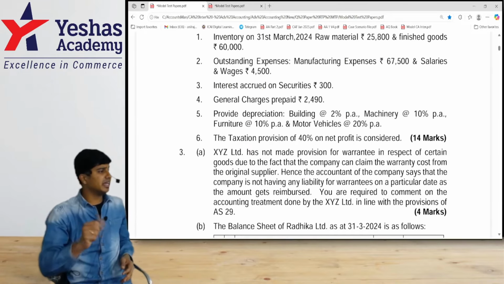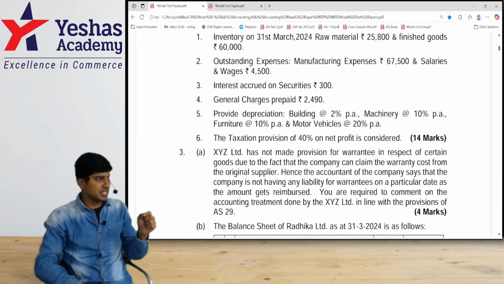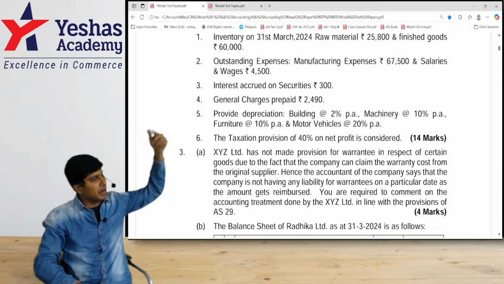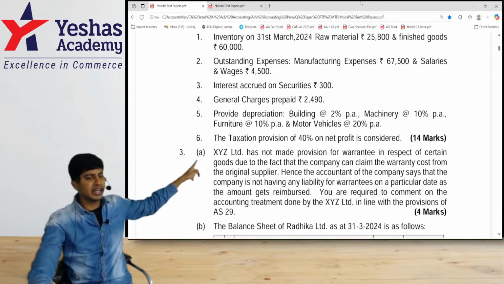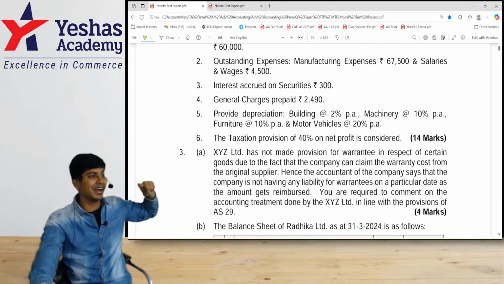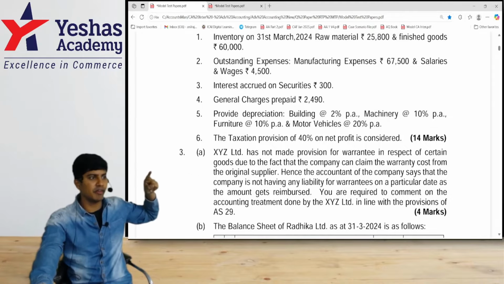Why is it asset? Because it is not received. If it was received, it would have been part of cash, it would have been part of trial balance. Because it is not received, it's given separately. I will write this interest accrued on securities in my other income in statement of profit or loss. Also write it as other current asset in my balance sheet asset side. Got it?